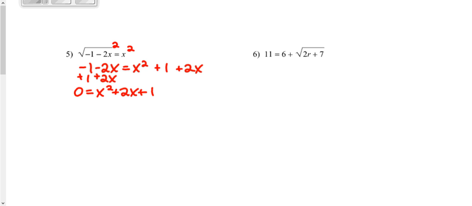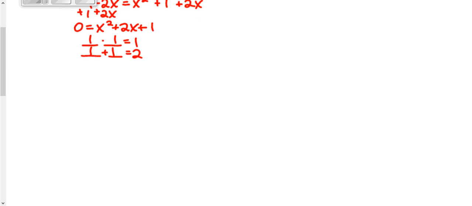So to solve this quadratic, numbers that multiply to 1 and add to 2, those numbers would be 1 and 1. So the factors would be x plus 1 and x plus 1, which means my solution would be negative 1. I don't need to write that twice. You just have to write it once if you have that double like that.